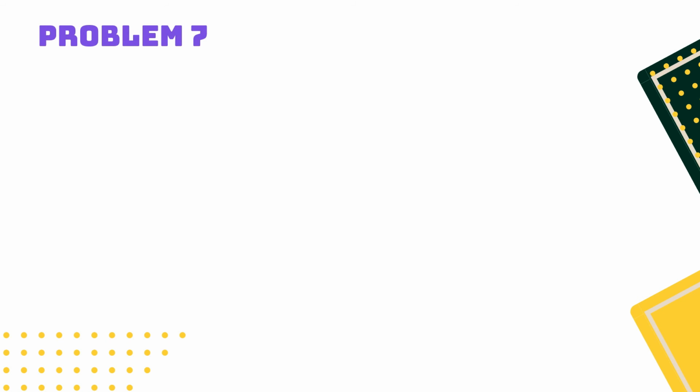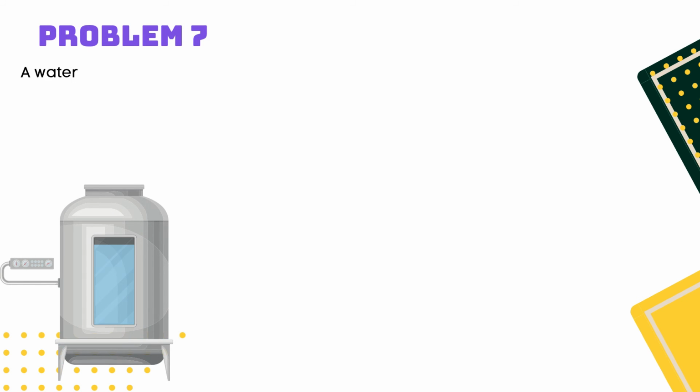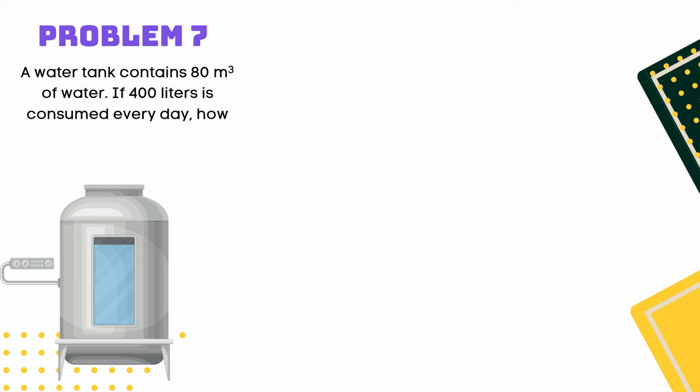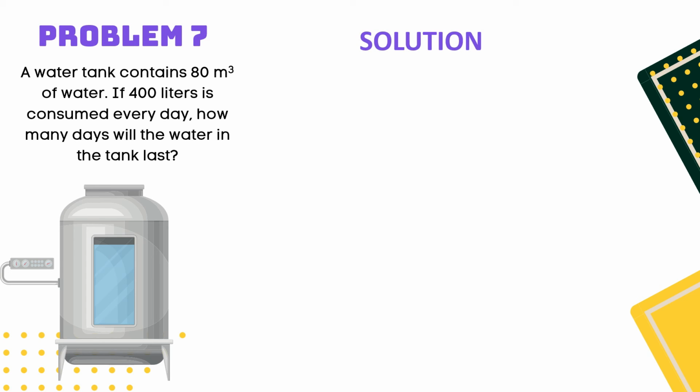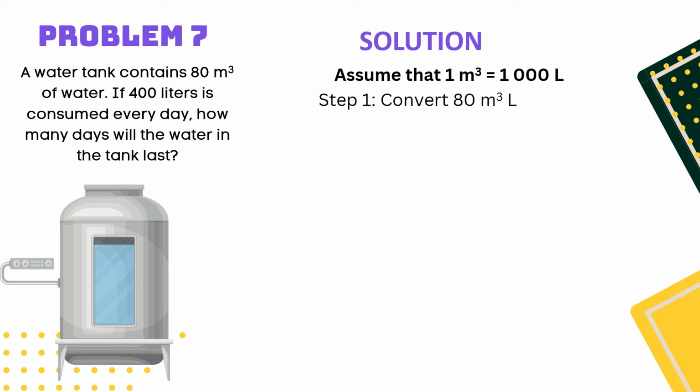This is our last problem. A water tank contains 80 cubic meters of water. If 400 liters is consumed every day, how many days will the water in the tank last? So, to answer this problem, we're going to use this conversion. 1 cubic meter is equal to 1,000 liters. So, let's convert 80 cubic meters to liters.